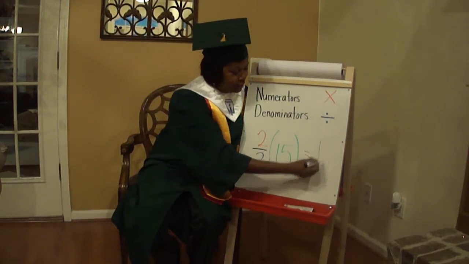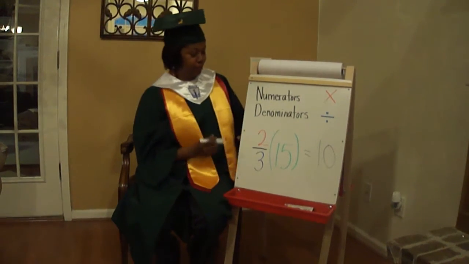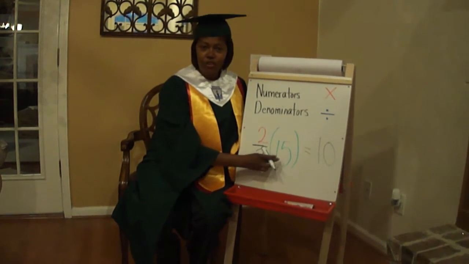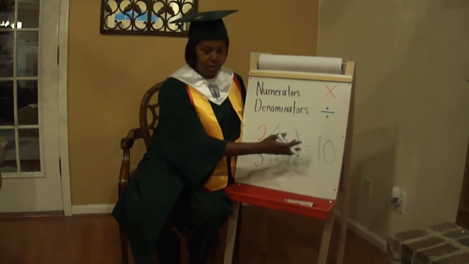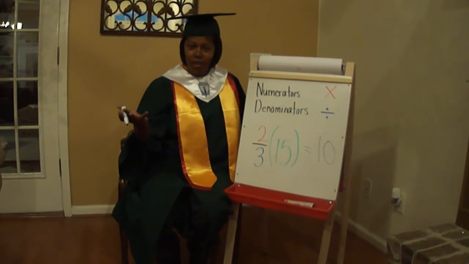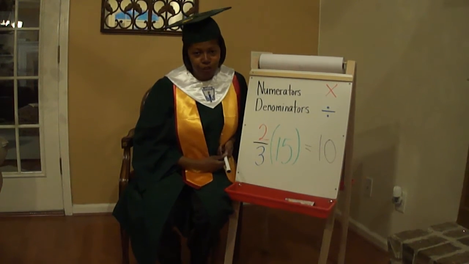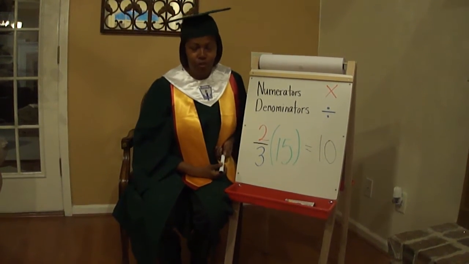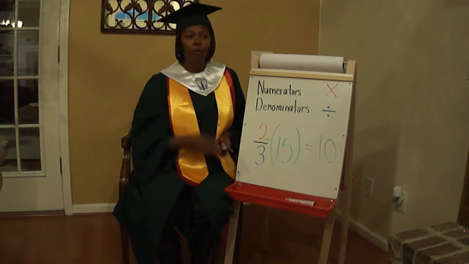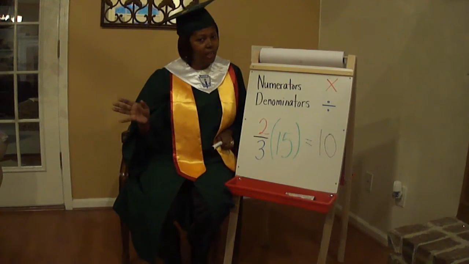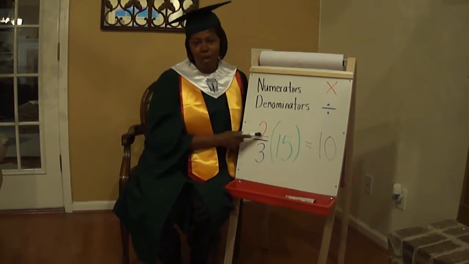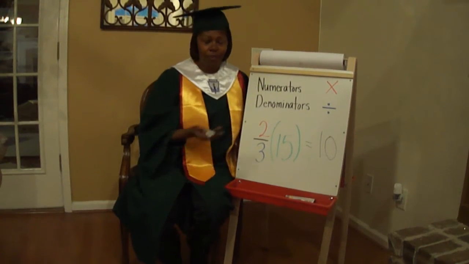Wasn't that easy peasy? Let me do it again. 2 times 15 is 30, divided by 3 is 10. Voila. Alright? This time we're going to do the division first. But don't tell your math teacher. She'll probably curse. But we don't have to have a PEMDAS fight because we're talking top and bottom. We're not talking left and right.